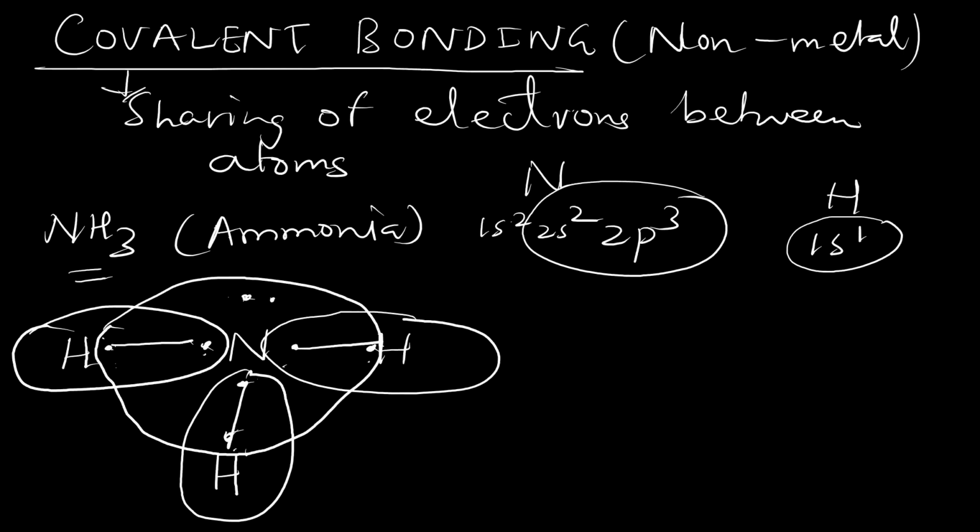So there is a covalent bond between nitrogen and each hydrogen, and these 2 electrons which are not involved in bond formation with hydrogen are known as a lone pair. The electrons which are not participating in bond formation are known as lone pair electrons. So this is how we show covalent bonding in ammonia.